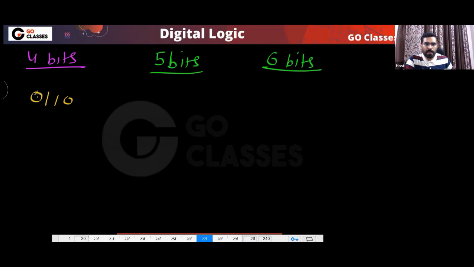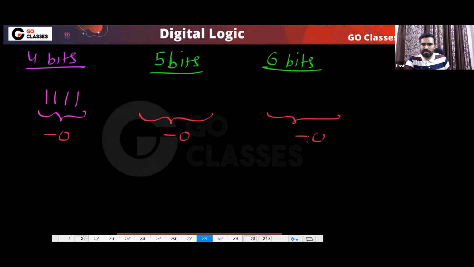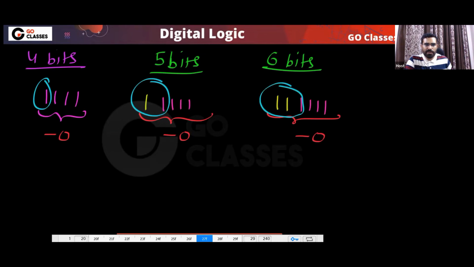Let's see another example. If you have this data, what is this data? Can anyone tell me? In ones complement, this data is -0. The same data, -0, how will you put it in 5 bits and 6 bits? In 5 bits, it will be 1 and then 1 1 1 1. In 6 bits, it will be 1 1 and then 1 1 1 1. So again you can see that this sign bit you are copying.